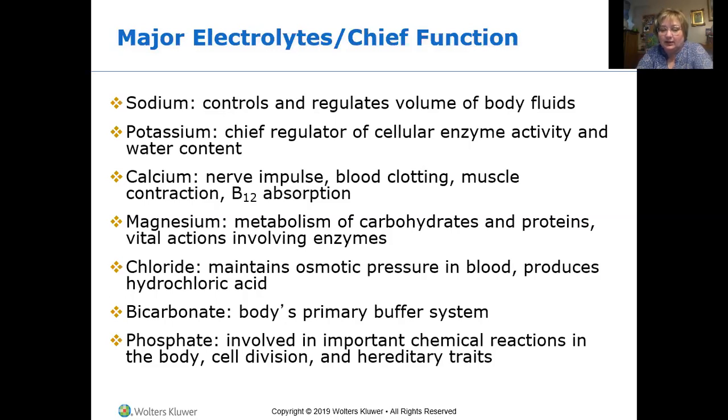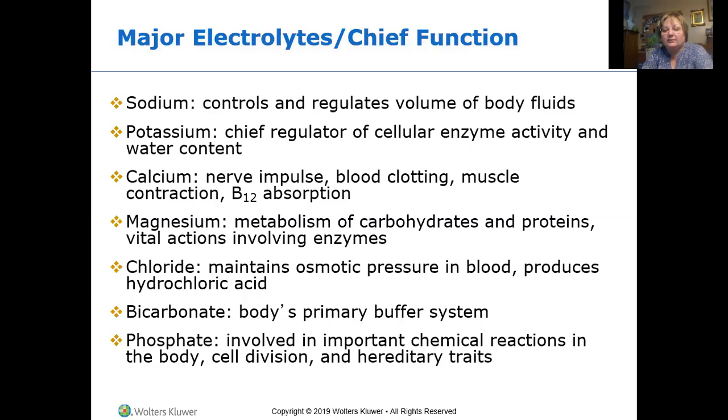Chloride maintains osmotic pressure in the blood. It also produces hydrochloric acid. We'll talk more about that probably in the next video. Bicarb is the body's primary buffer system. And when we think of a buffer system, we're thinking about the acid-base balance. So again, we'll go over that more tomorrow.